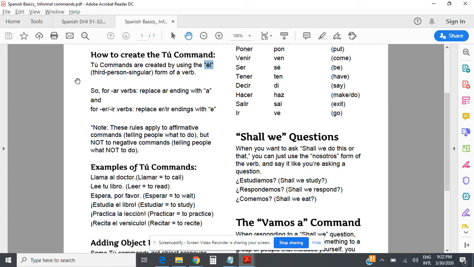Oh, and also just to be clear, if you have a verb that ends in AR, you replace the AR ending with the letter A. A good example for that is the verb hablar, which means to speak. If you want to tell someone to speak, take off the AR and just stick an A back on. So just habla. For the ER and the IR verbs, you would replace those endings with just the letter E. And interesting to note, these rules apply to affirmative commands telling people what to do, but they don't apply to the negative commands, which would be telling people what not to do. We'll discuss those some other time.